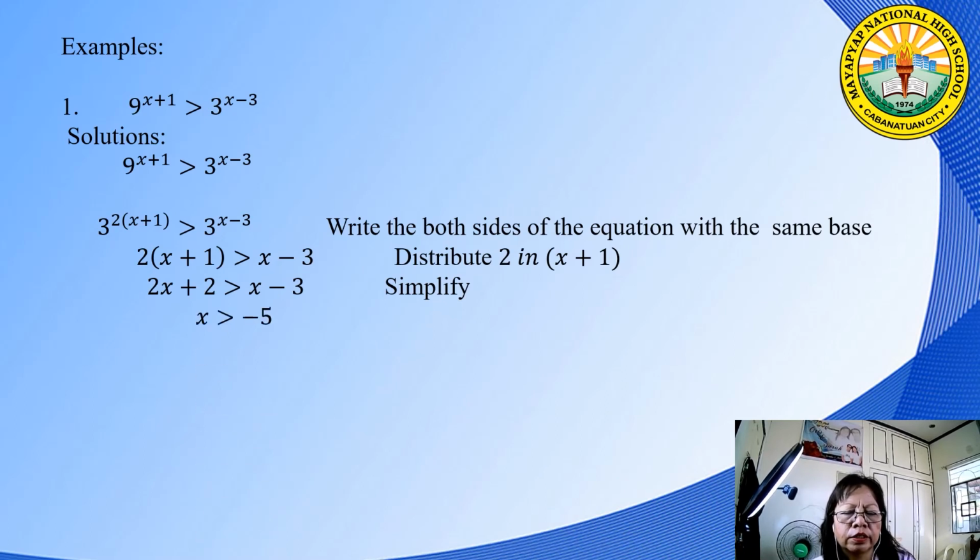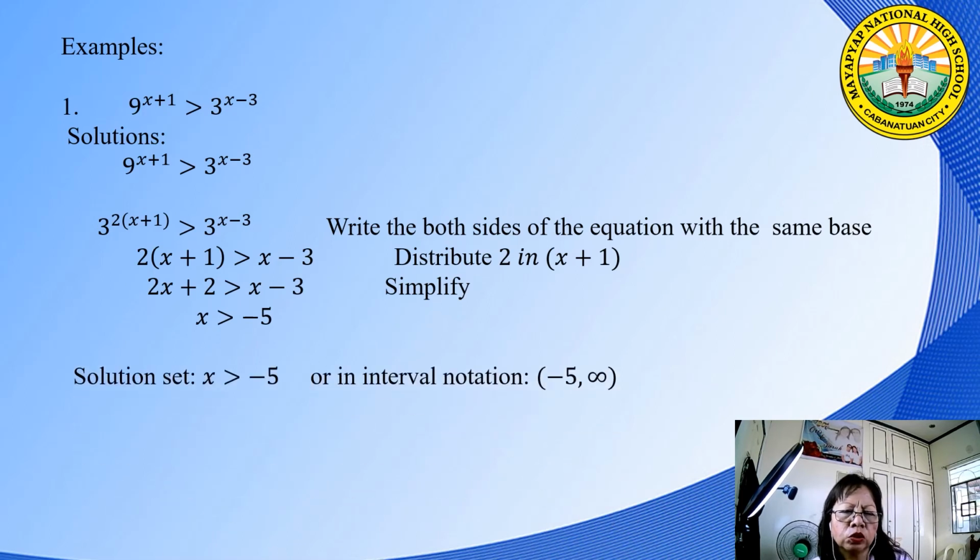So the solution set is x greater than negative 5, or in interval notation, negative 5 to positive infinity. So negative 5 is not included. That's why it is parenthesis.